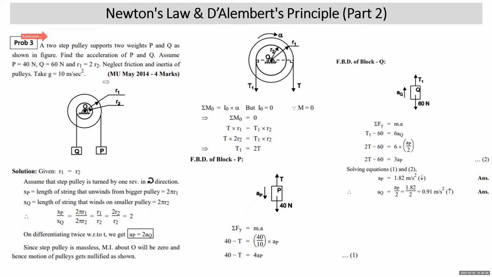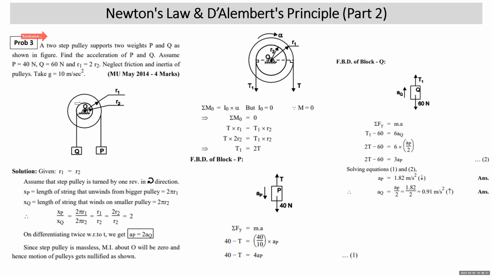Now, students, you should first understand what kind of pulley it is. It is called a step pulley, or you can call it a compound pulley. The step pulley or compound pulley is the pulley which has two wheels, one smaller and another bigger. But both are connected, coinciding their centers, so that both will move together as one unit.